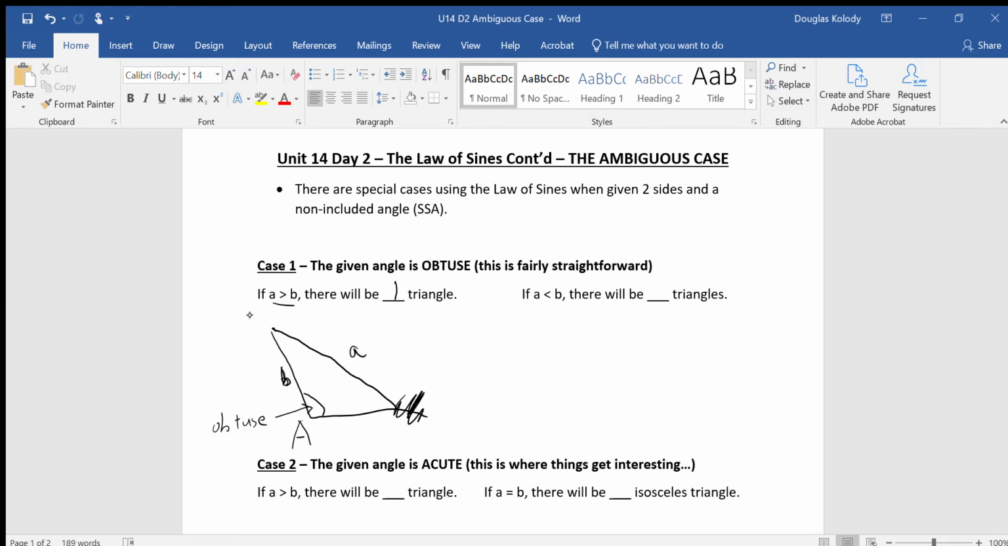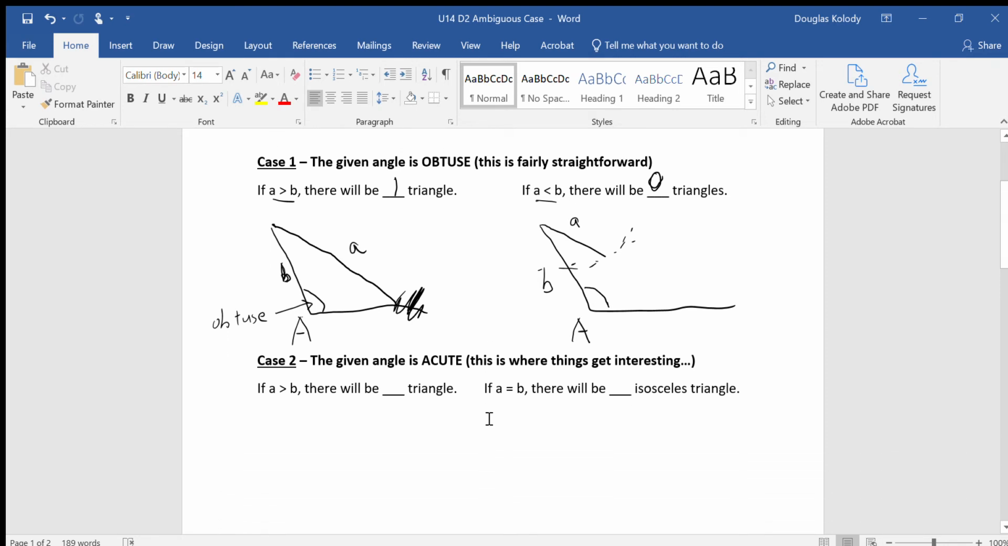Okay, what if A is less than B? Let me draw the same exact picture. And there's angle A there. It's obtuse still. Here's side B. And now let me draw side A, but it's not as long as B. I just have a line in space. It's just going to dangle. And I will get zero triangles, no triangles there. So when the given non-included angle is obtuse, fairly straightforward. You either get one triangle or you get no triangles at all.